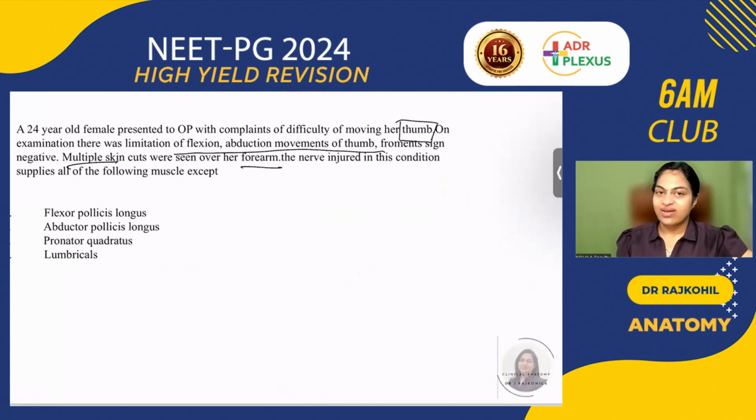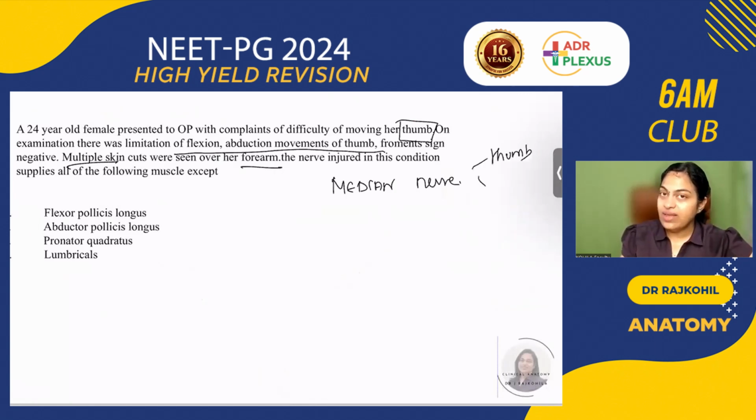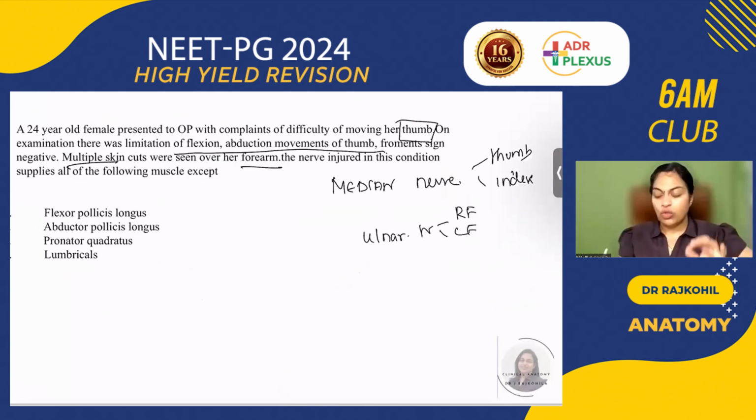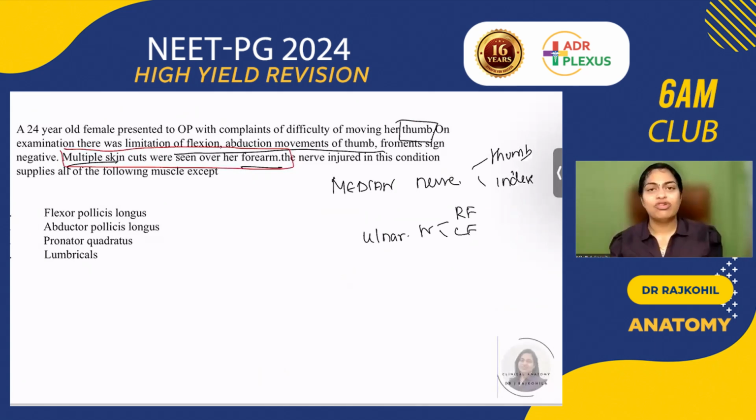The nerve involved here is... thumb. Excellent. Yeah, median nerve. Whatever is pointing towards the thumb or the index finger, most of the times it is the median nerve. If it's the ulnar nerve, it will mostly be pointing towards the ring finger or the little finger. In this scenario, just look for the cues: multiple skin cuts over the forearm, right? Over the lower part of the forearm, the median nerve becomes more superficial. It is liable. The patient's aim would have been to cut his or her radial artery, right? Suicidal cuts over the forearm injure the median nerve.